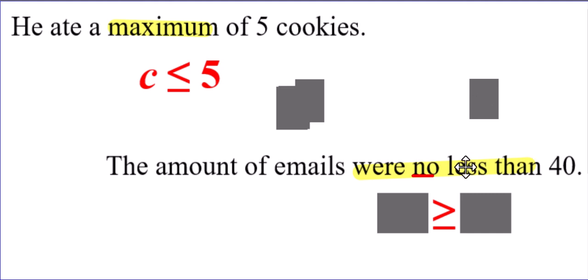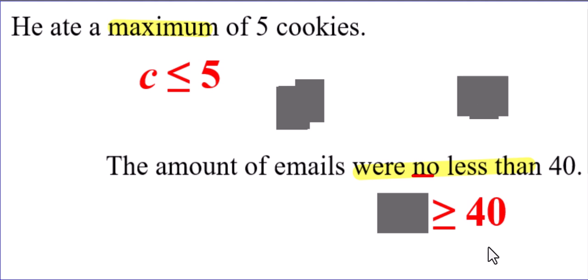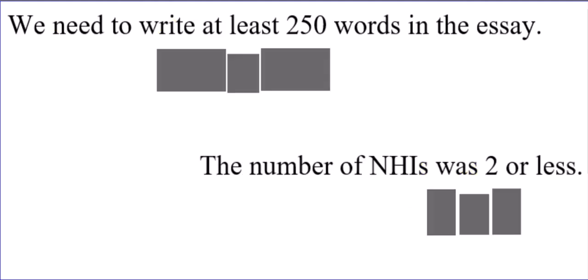Notice where the 40 is. It's to the right of the words no less than, so we're going to keep it to the right. Don't ever switch that around. The amount of emails. Do we know the exact amount of emails? No, we do not. We could pick A for amount. We could pick E for emails. Why don't you do these last two on your own? Hit pause real quick. Do these last two on your own.